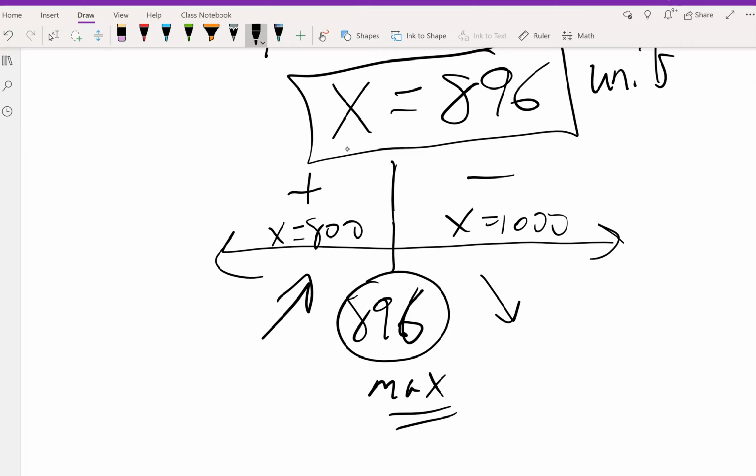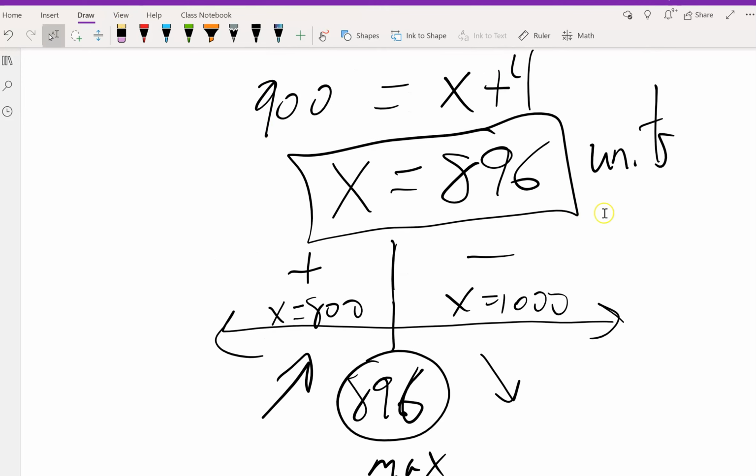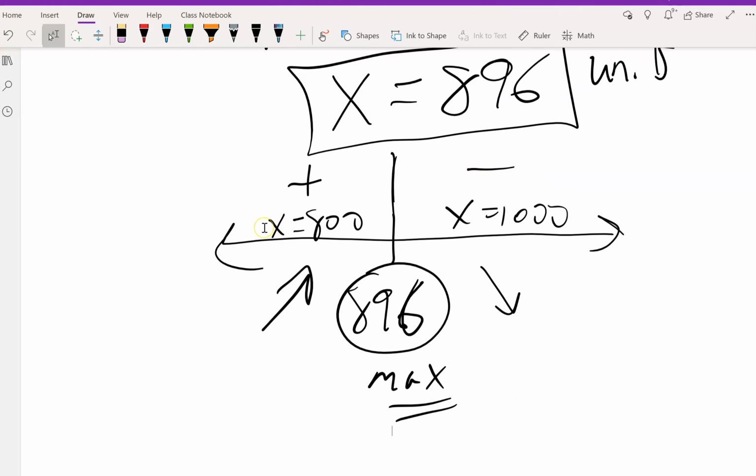And so what we have here is we found the best possible situation for our company. Produce 896 units, and that'll be the best thing possible for our company, because that's when we will achieve maximum profit. Now, that is not profit. You got to be careful, right? That is not profit. That's just units. You want profit, plug this back into profit, and you'll find it.